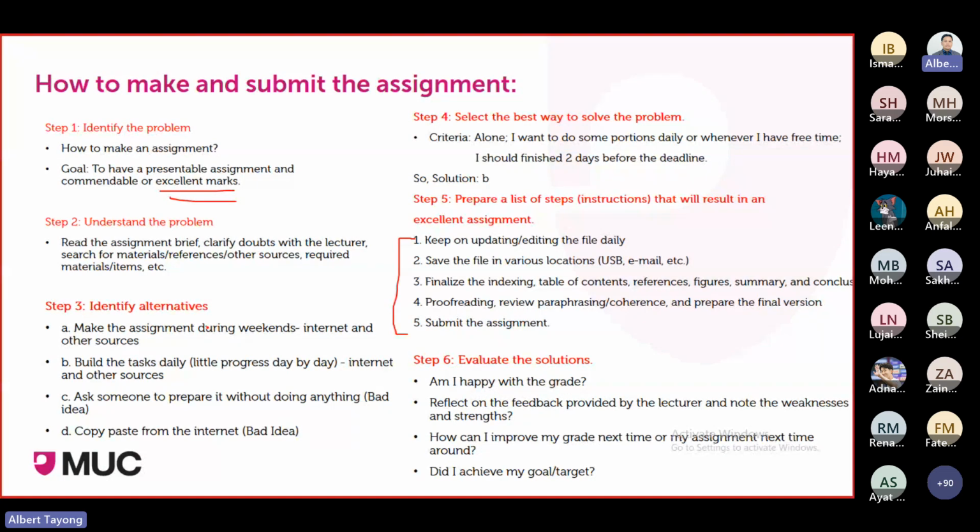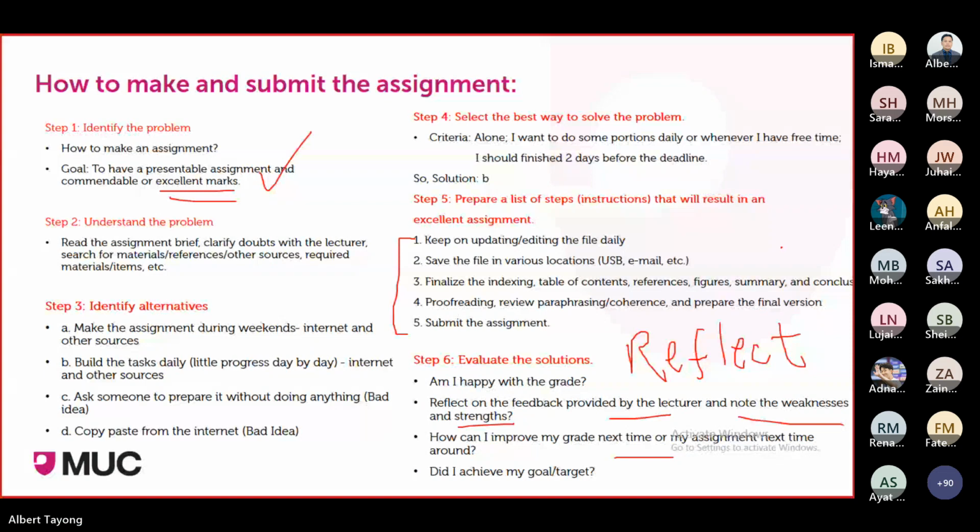Now, after getting the result, this is the time you're going to reflect. You have to evaluate. Are you happy? Okay, read the feedback from your teacher and note the weaknesses and strengths. How can you improve next time if you are not happy with the result right now? Did you achieve your goal, your target? Okay, as I said, this is just an example. I want you to practice on time management and in terms of saving or budgeting.